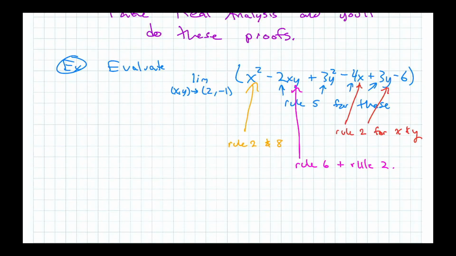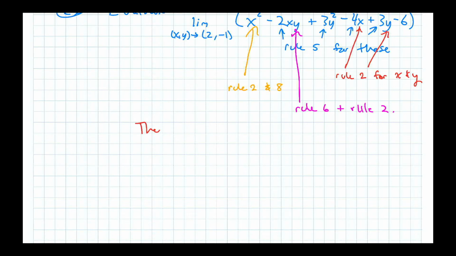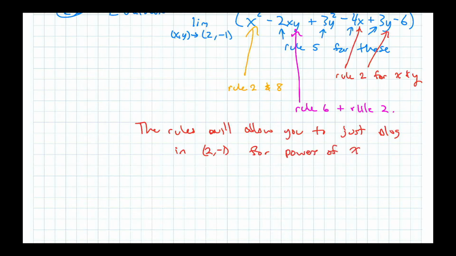Okay, enough of that. What I'm really saying here is that, as long as you're dealing with these powers of x and y, you just plug in these numbers. That's the real punchline here. And the rules will allow you to do that. Basically, they will allow you to just plug in 2 comma negative 1 for any kind of powers of x and y. That's really what it comes down to.